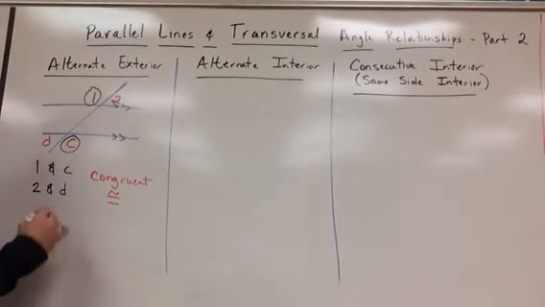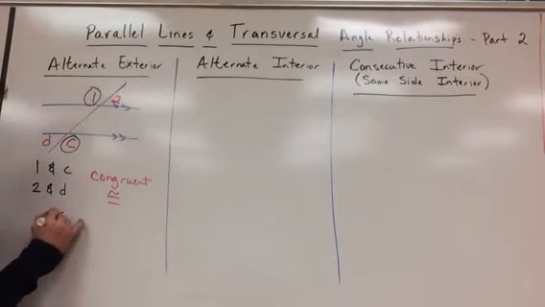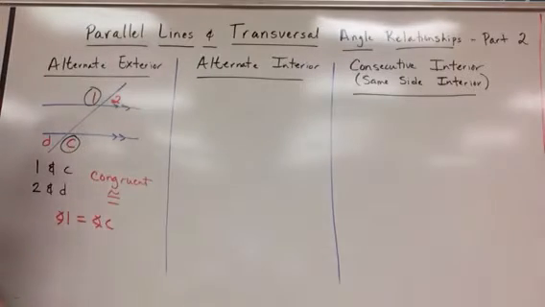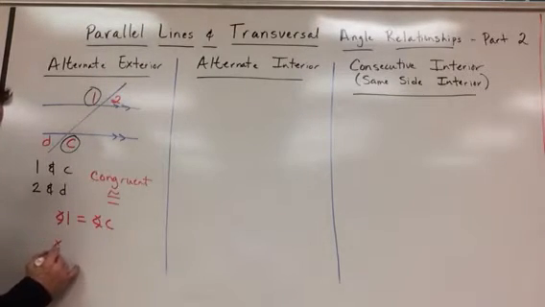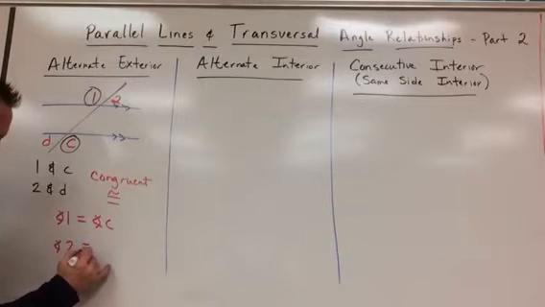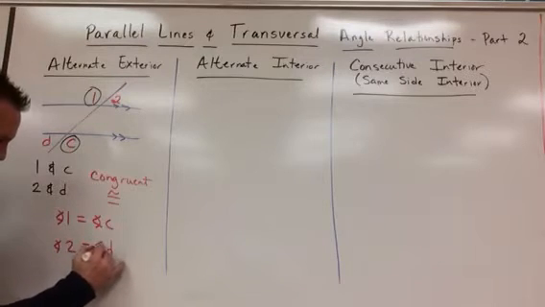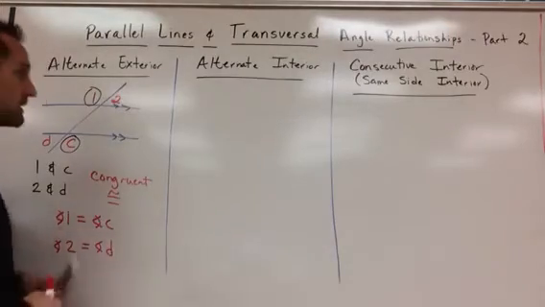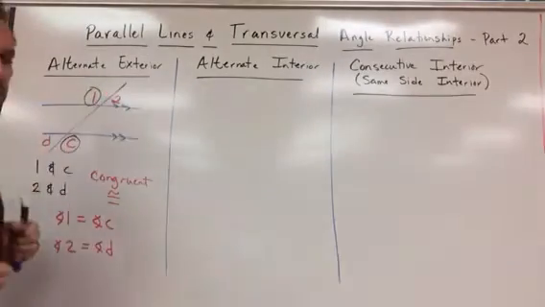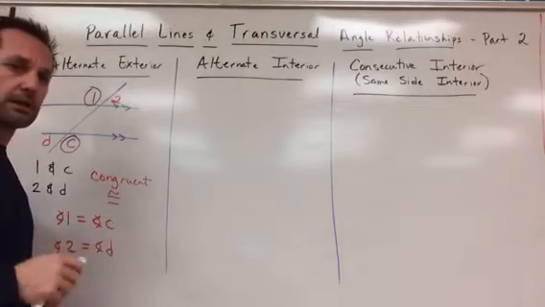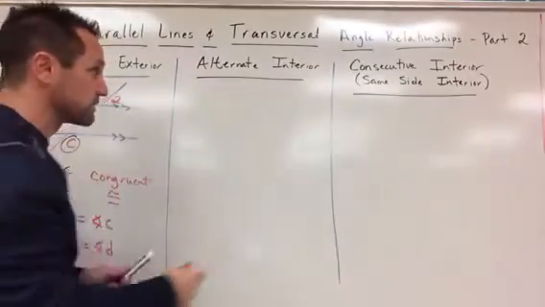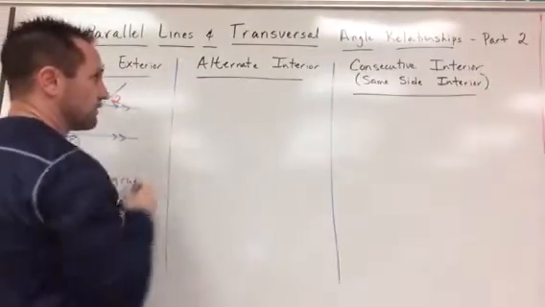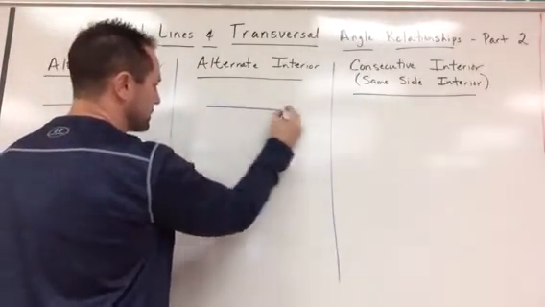And what that means is angle 1 is always equal to angle C. And angle 2 is always equal to angle D. Okay? Does that make sense? Again, the vocabulary that you learned last week will dramatically help you, especially with these. Alternate interior. Now we're going to go, instead of alternate exterior, now we're going to go to the interior.